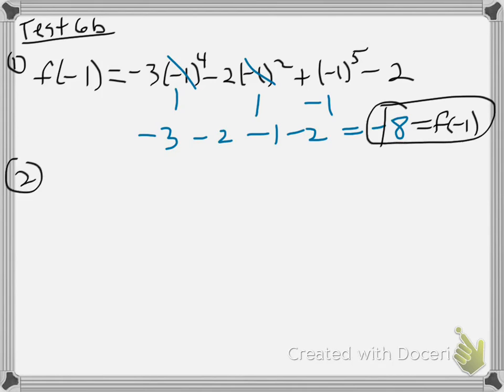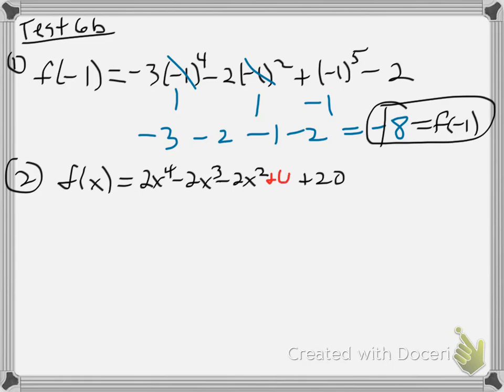Okay, number 2. It said, given the function is 2x to the 4th, so we should write that down. I'll pause it and write it down. So it's 2x to the 4th minus 2x cubed minus 2x squared plus 20. And you notice I purposely left a gap there. And if you got it wrong, it's because you did not notice the gap when you counted the powers and put them in order. There is a plus 0x in there. And that's probably what messed you up and why you're doing this video for this part.